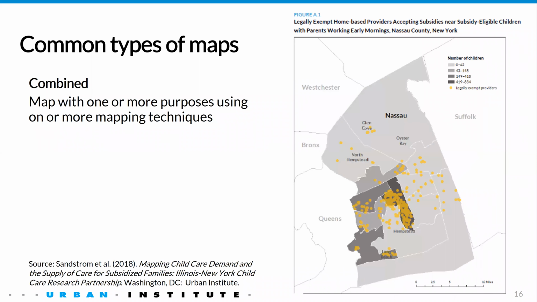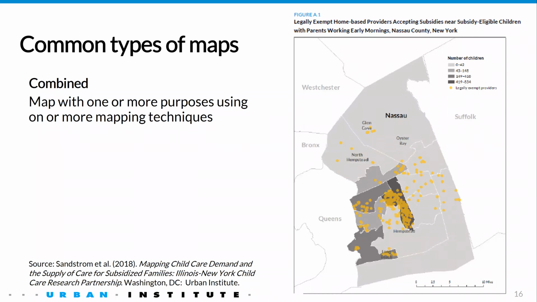This next map draws on the strengths of the previous two. It is a combined choropleth and dot map showing distribution of legally exempt home-based providers that accept subsidy relative to the population of subsidy-eligible children with parents working early mornings in Nassau County, New York. This map comes from a study I worked on with Heather Sandstrom, Julia Henly, Amy Claessens, and our colleagues for the OPRE-funded Illinois-New York Child Care Research Partnership. It was included in a 2018 report published by the Urban Institute.